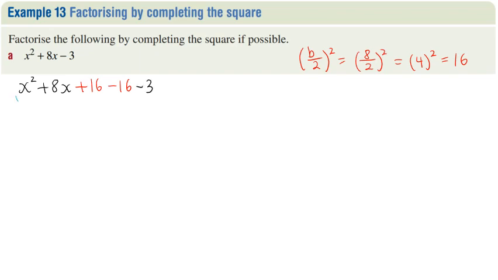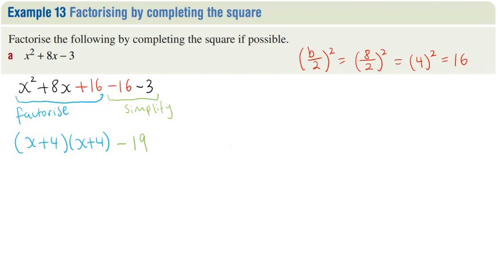Then I factorise this first section here. So two numbers that multiply to give 16 and add to give 8. 4 and 4. Then I simplify this. So minus 16 minus 3 is minus 19. So then I can rewrite it out like this. x plus 4 squared minus 19.